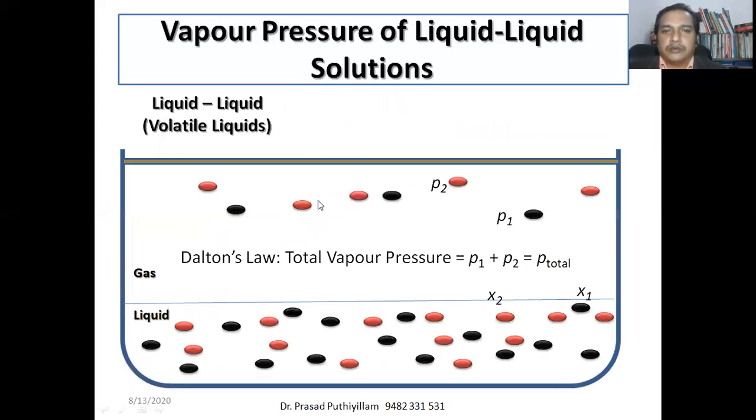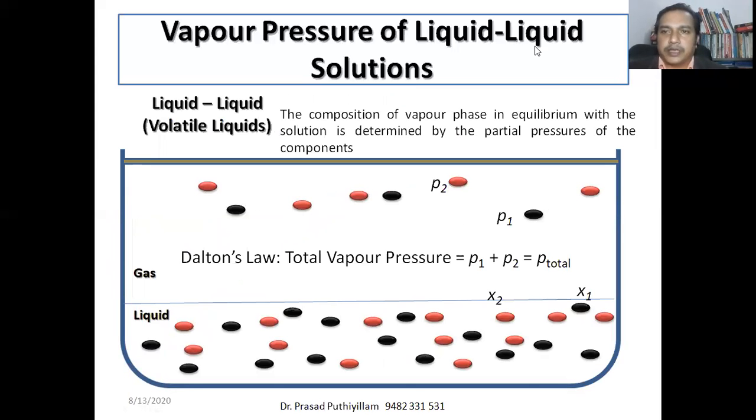Continuing with that, we can also say that the composition of the vapor phase in equilibrium with the solution is determined by the partial pressure of the components. That means the composition of the components present in the gaseous state, how much of component 1 or how much of component 2 is there, or which type of gaseous molecules are present, can be determined by the mole fraction of component 1 as well as component 2. So that is the meaning of that.